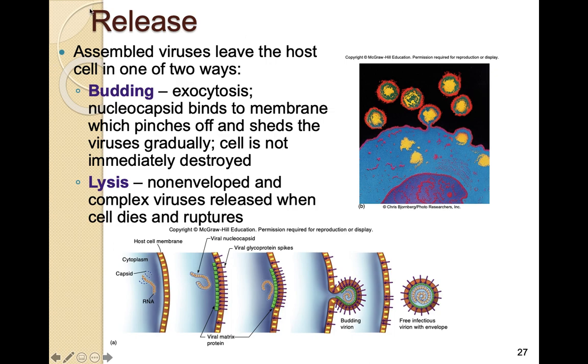So how do we get out? Well, there's two different ways to get out of a cell. One of them is budding, and one of them is lysis. Budding is a little less likely to kill the cell instantly, while lysis does. So if you're an enveloped virus, you have to get your envelope. And this is how they do that.